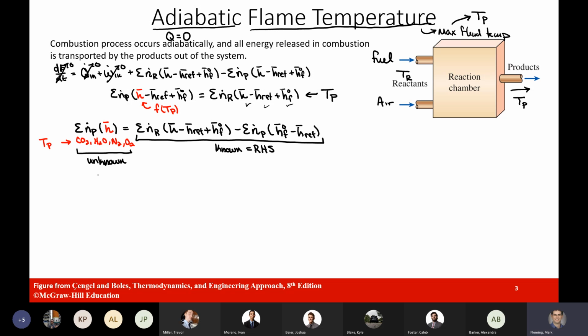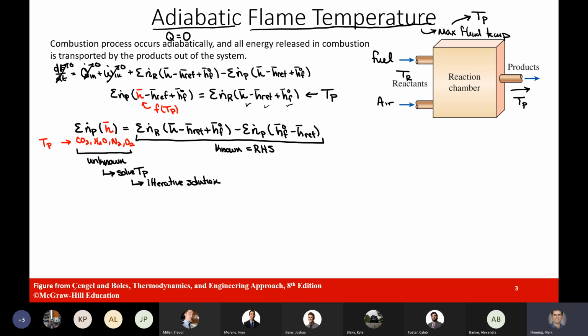And so to be able to solve this unknown for the temperature, so we need to solve for T of the product side. Well, the short answer is this becomes an iterative solution. Which means that we have to guess a temperature, look up all of those values of enthalpy in the textbook, see if that's close, and just keep repeating that over and over again until we find a value that works pretty good.